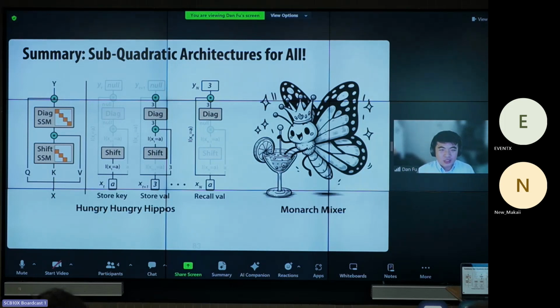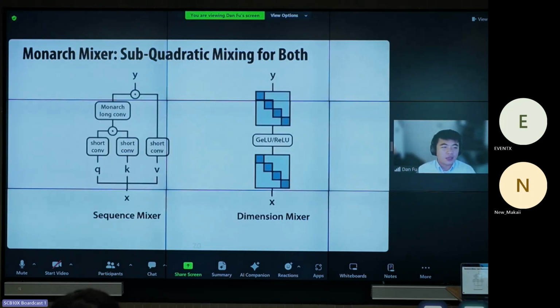I think your second question may have been what does Monarch Mixer look like? Let me try to find the slide where I show you. Yeah, so it's literally just this here. It stacks blocks of the sequence mixer, which stacks up with the dimension mixer. So it's literally just this gated convolution architecture, like H3, and the dimension mixer. It looks a lot like an MLP, but instead of the dense linear matrix, we have the Monarch matrix.